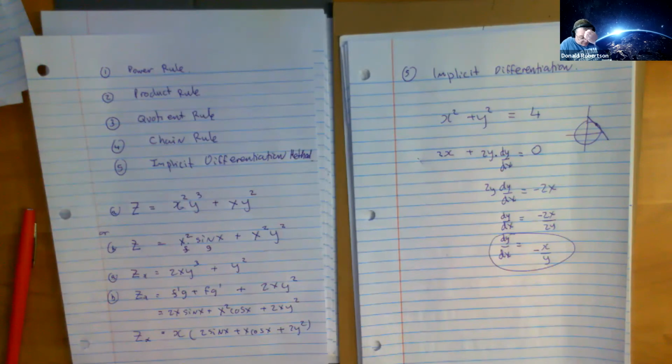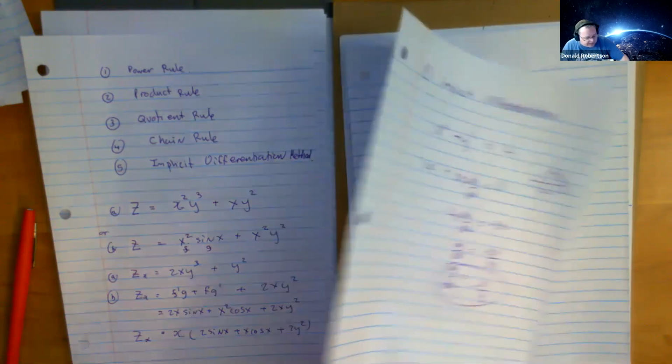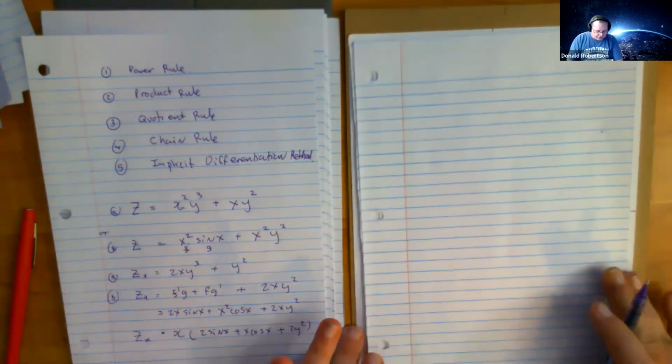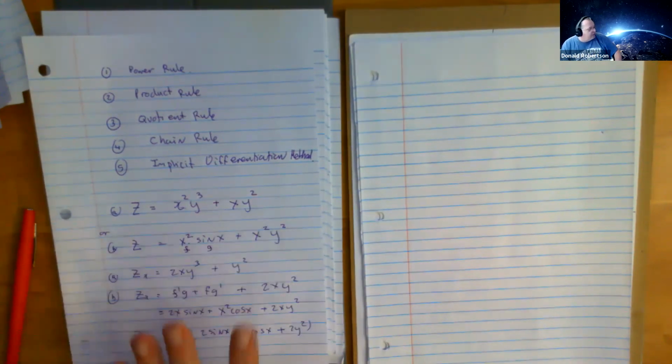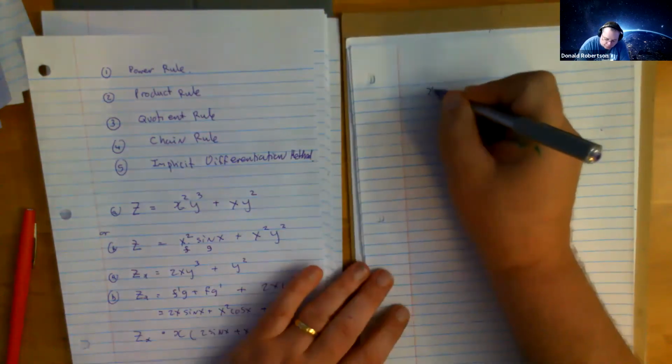Now, to do implicit differentiation with partial derivatives, we have to take our usual function, and it has to be written not just as z equals x's and y's, which is how it's typically read, but with x's, y's, and z's all jumbled up. So for instance, this would be a very simple one to start with.